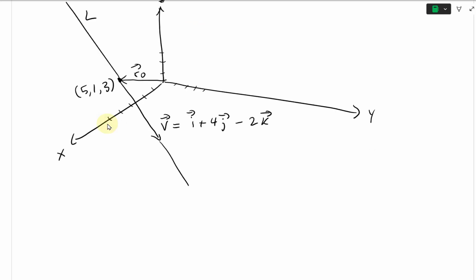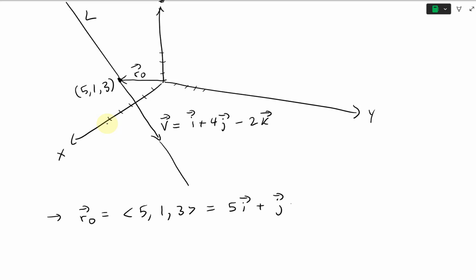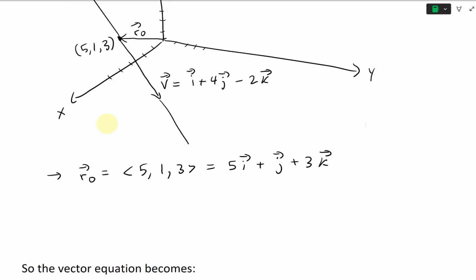All right, so what we have is r naught, and I'll write this in standard basis form just to make it all the same. Well, I'll write this first in component form, which is 5, 1, 3, and then this equals 5i plus j plus 3k, like that.